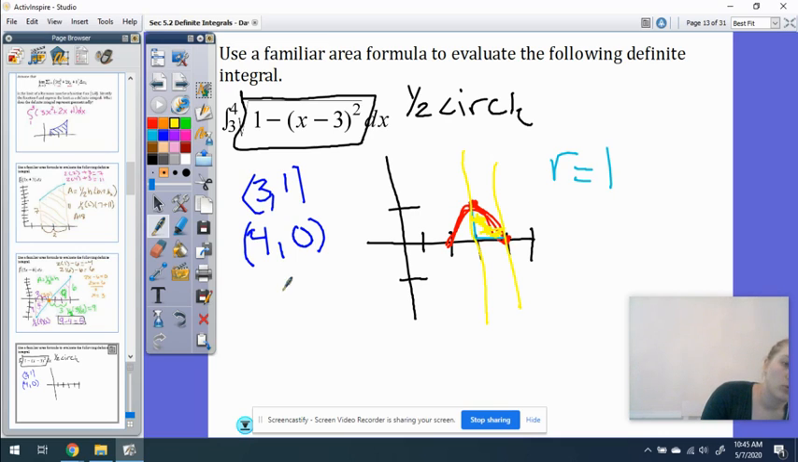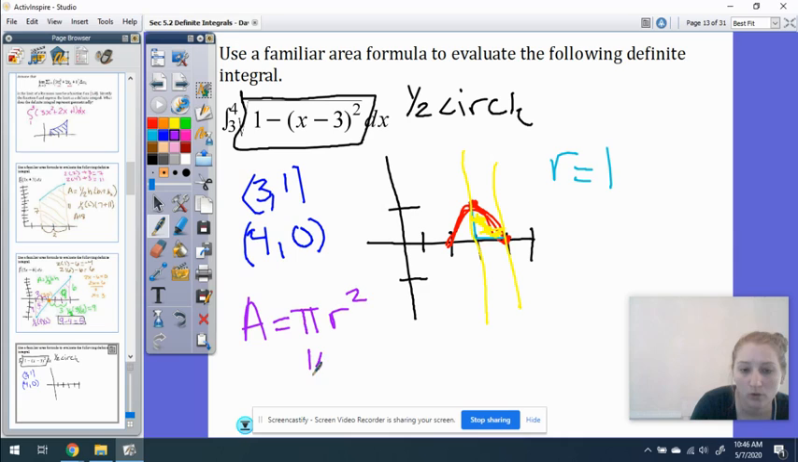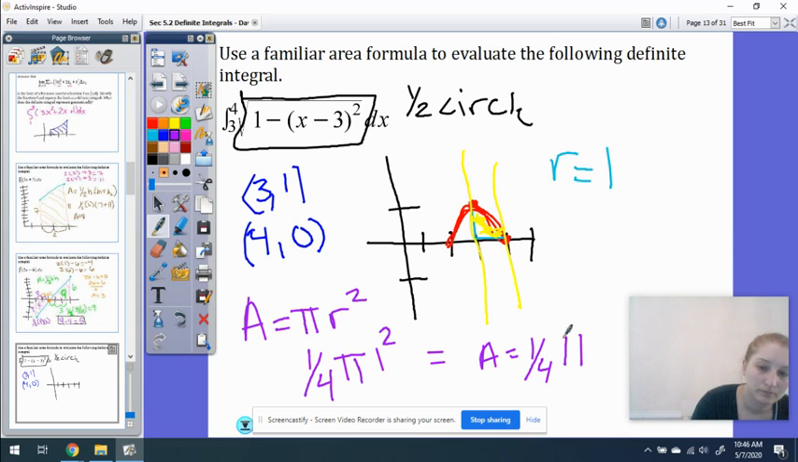So what is the formula for the area of a circle? The formula is pi r squared, right? But in this case, I only care about this piece of the circle, and that's a quarter of the circle. So I'm going to say 1/4 times pi times 1 squared. So that's going to give me an area of 1/4 pi.